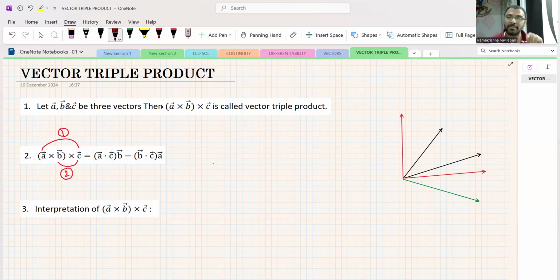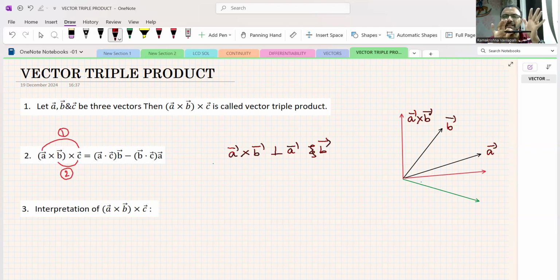Let us analyze what is meant by A cross B cross C. See here that A bar cross B bar is perpendicular to A bar and B bar vector, right? It comes out of the plane of A bar and B bar. So let us say this is A bar vector and this is B bar vector and this is A bar cross B bar vector.